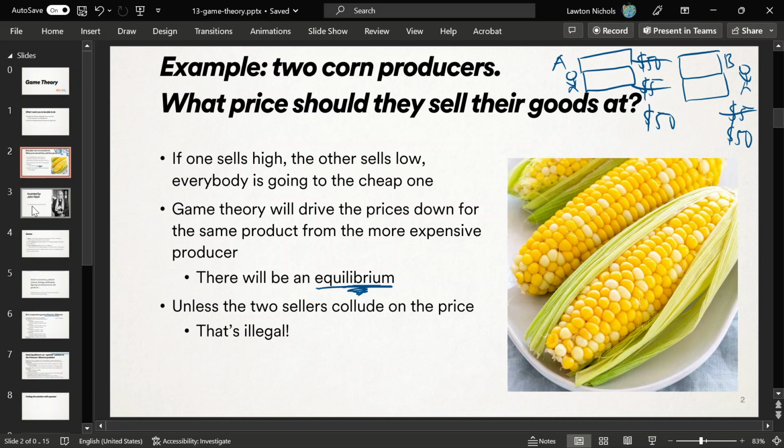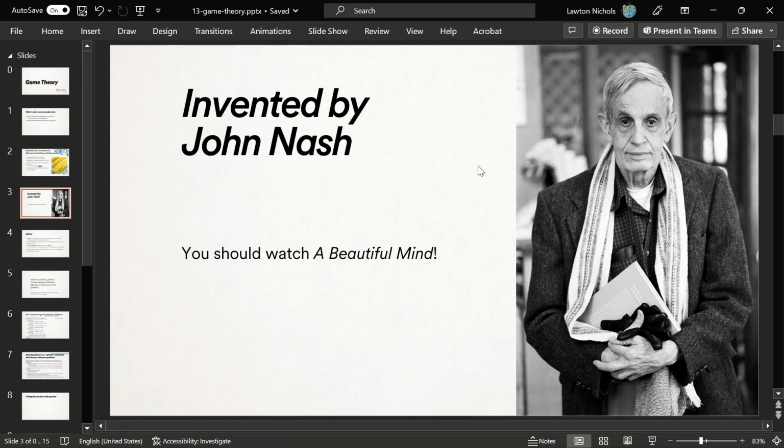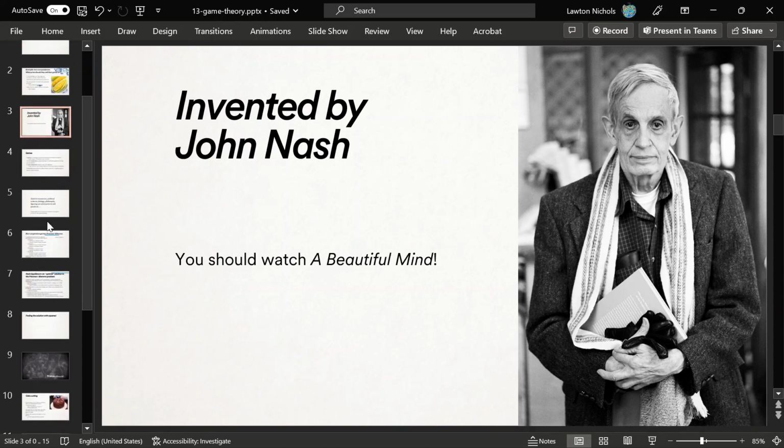Game theory was invented by a very brilliant man named John Nash. An entire movie was made about him. It's a cool movie if you haven't seen it. It's called A Beautiful Mind. I encourage you to watch it. And yeah, let's talk about game theory for a few slides, and that will be all that I wanted to say.